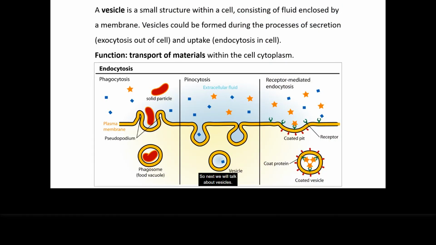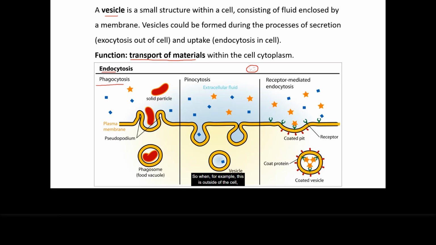So next, we will talk about vesicles. Again, it's a small, tiny structure inside the cells, made of membrane. It's a membrane-bound structure, and inside we will have just fluid, with different molecules for example, or just fluid. The function of vesicles is to transport these molecules or fluid within the cell. And vesicles are important for different processes, for example endocytosis or phagocytosis.